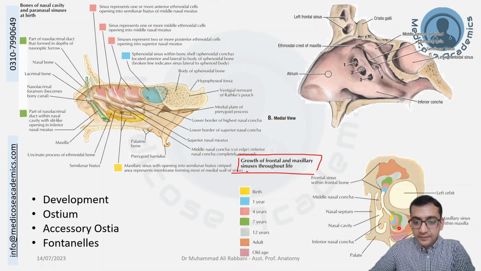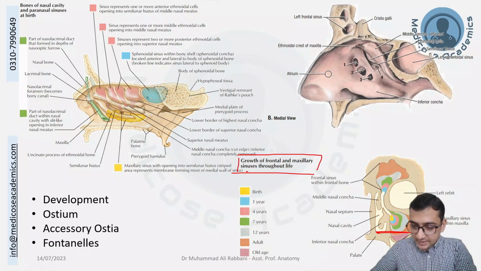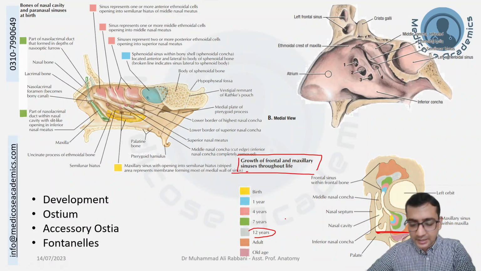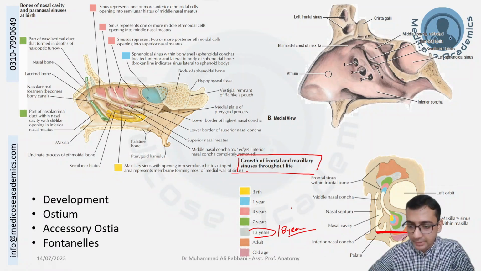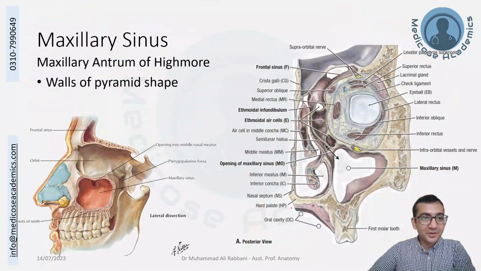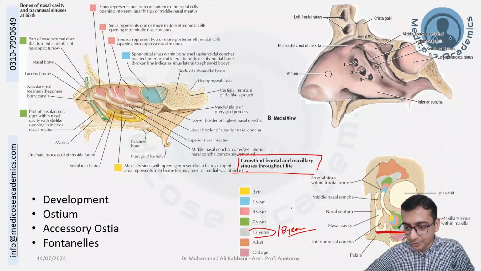By roughly 8 years of age, the floor of the nasal cavity is at the level of the floor of the maxillary sinus. In the latest pictures, it is written 12 years. I was reading the last anatomy, it was written 8 years. So by 8 to 12 years, the floor is at this level, and as you grow older, the floor of the maxillary sinus goes beyond it.